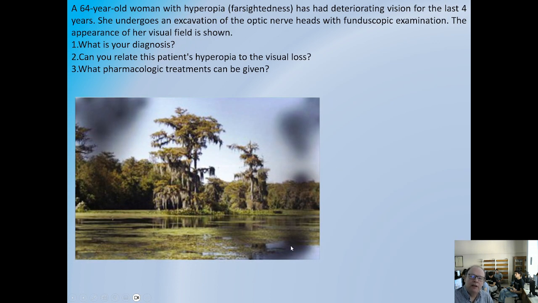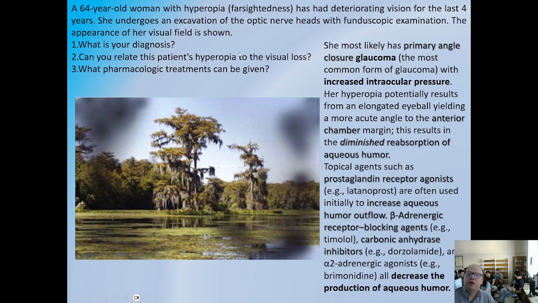What problems do we have here? Have a look. These areas of the field are not defined. So you have a loss in your optical field. So this is a 64-year-old woman with hyperopia. Hyperopia is when you do that to read, all right? It's the age-related hyperopia, farsightedness. And she had a deteriorating vision for the last 4 years. And we have a look here, the primary angle closure glaucoma.